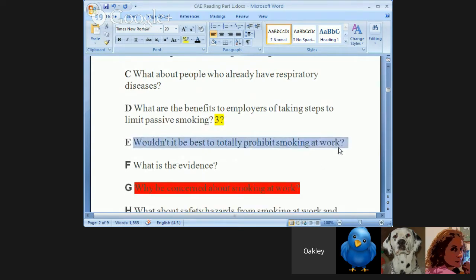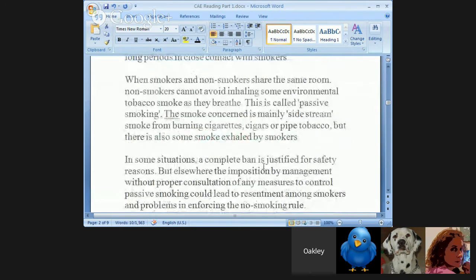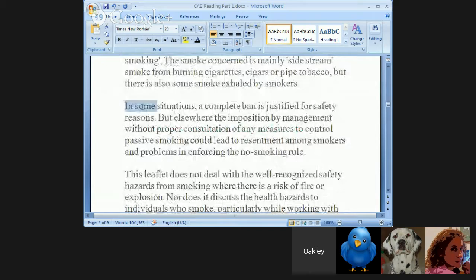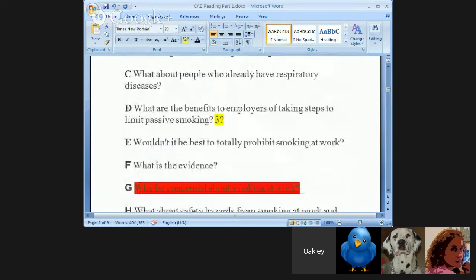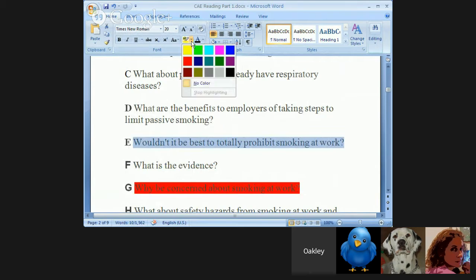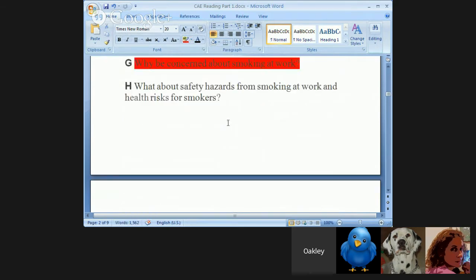I'm thinking E. Wouldn't it be better to totally prohibit smoking at work? A person may answer, in some situations, a complete ban is justified. But elsewhere, the imposition of a ban may cause problems. See how the answer matches the question, right? Yes, it fits better. I think so. Yeah. All right, then, E.